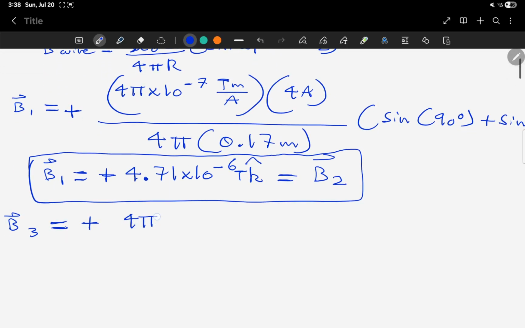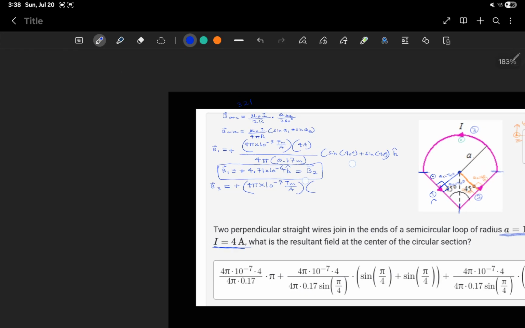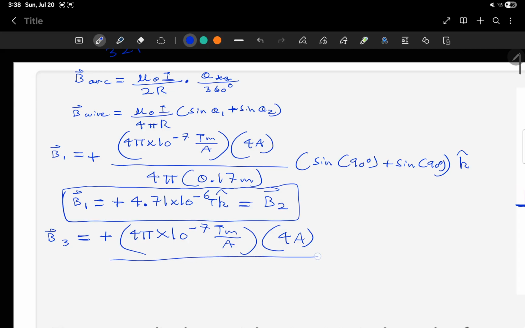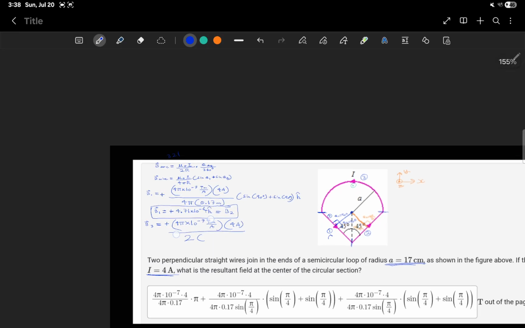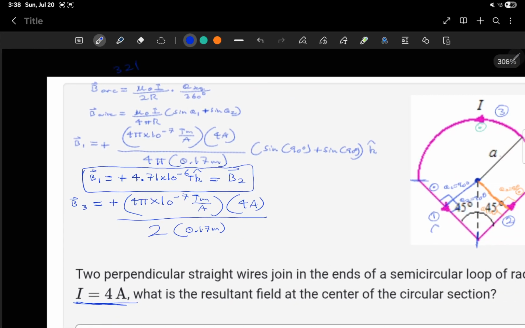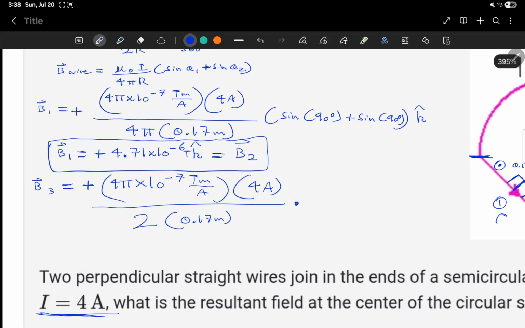4 pi times 10 to the power negative 7 Tesla meters per ampere times the current, which is 4 amperes, divided by 2 times the radius. The radius is A, and A is 17 centimeters, so it's 0.17 meters when I convert it into meters. And I multiply that by 180 degrees over 360 degrees.